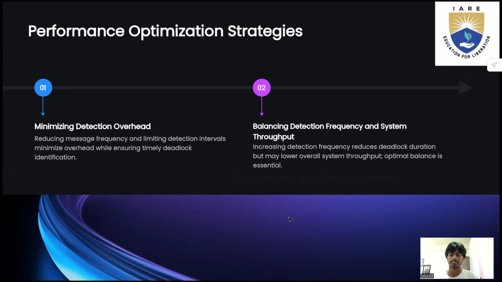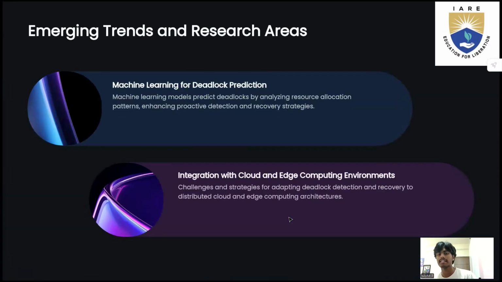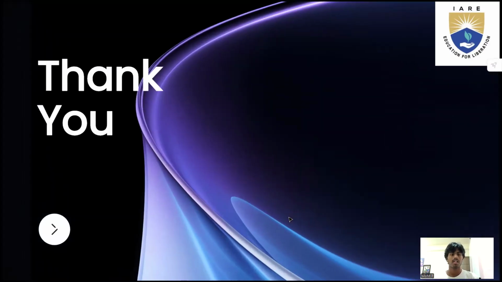An optimal balance is essential. In emerging trends and research areas, machine learning is used for deadlock prediction, where ML models predict deadlocks by analyzing resource allocation patterns, enhancing proactive detection and recovery strategies. In integration with cloud and edge, we have challenges and strategies for deadlock detection and recovery in distributed cloud and edge computing architectures. Thank you.